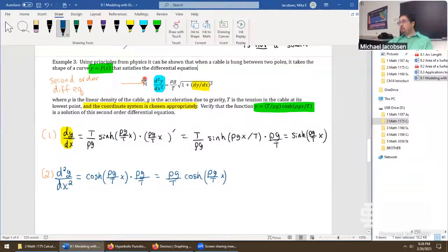All we need to now do is put everything together right here. This time, we're just going to drop down that whole equation, do two substitutions here and here, and see if both sides balance. So here's how it looks. d2y dx2 equals rho gt root 1 plus dy dx squared.